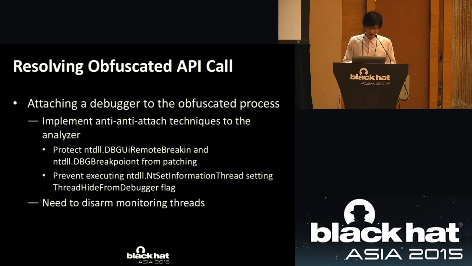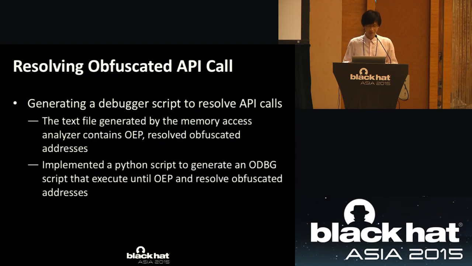So I managed to write some code. I need to protect ntdll.DbgUiRemoteBreakin and DbgBreakPoint from patching and prevent some setting flag. And when I run a one-thread program, then more than 24 threads are monitoring whether someone is monitoring the program. So I need to disarm every monitoring thread. So it's very hard, but it's possible.